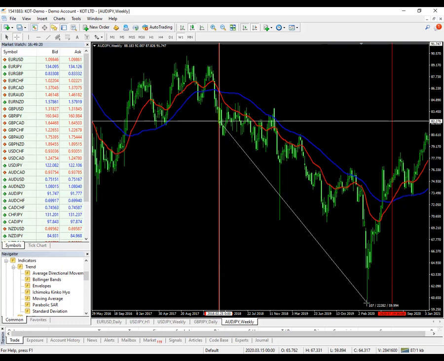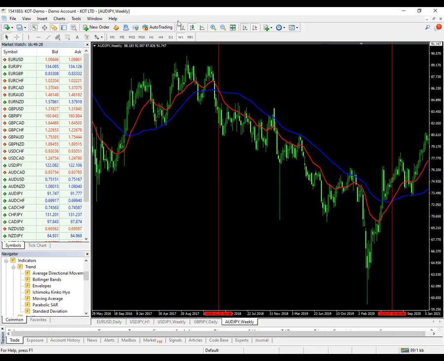107 weeks, and that is about 2,228 pips. 2,228 pips, okay? And let's even say 110 weeks, at maximum 110 weeks.